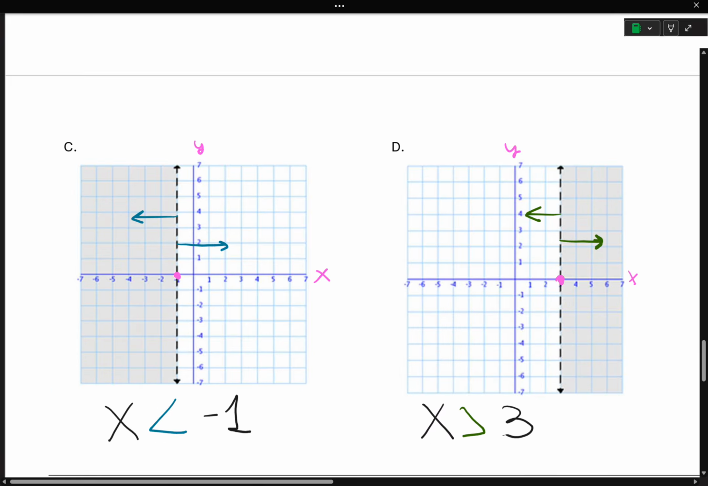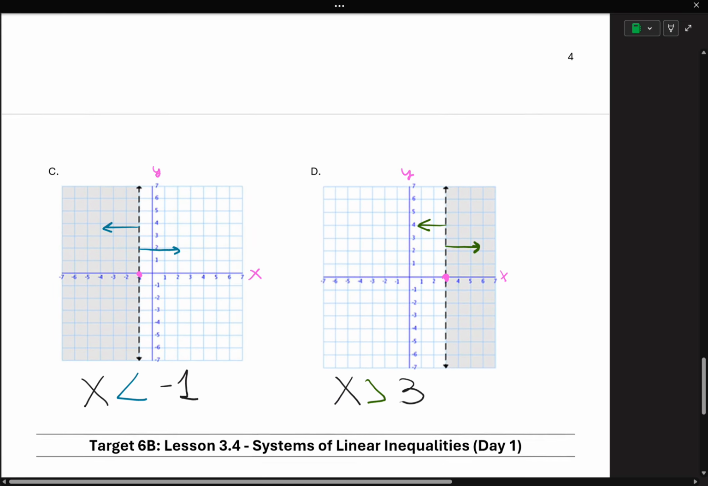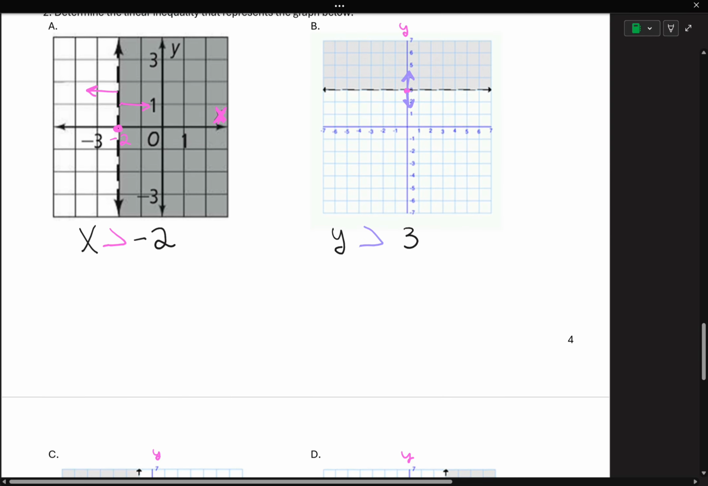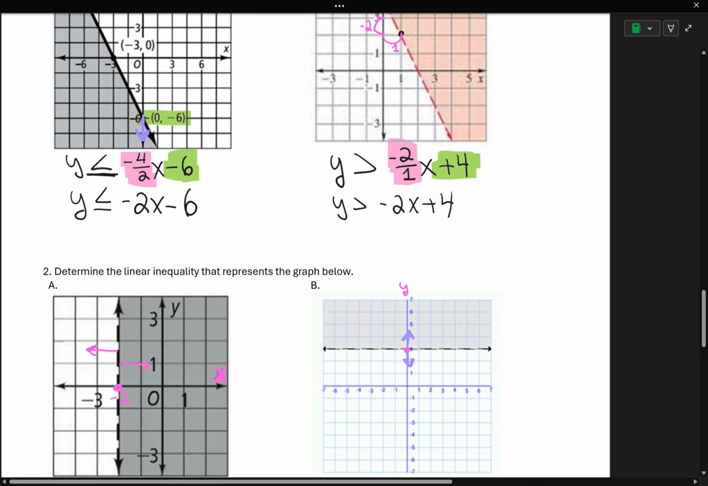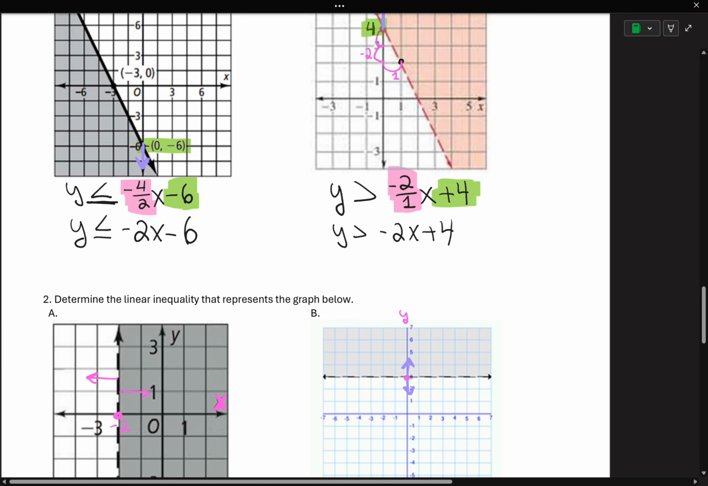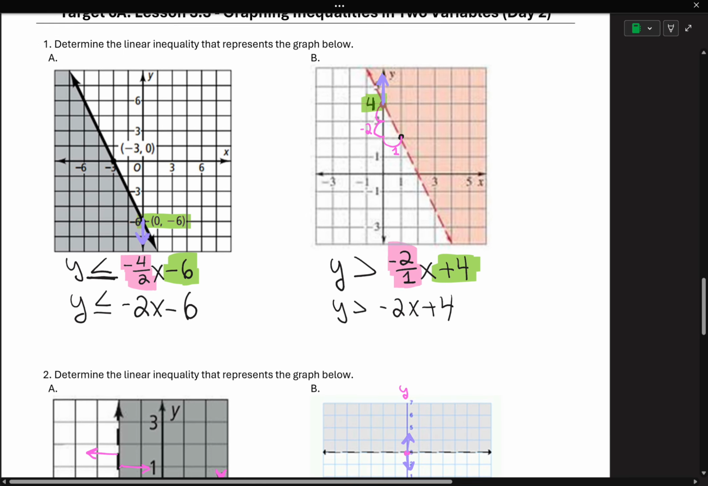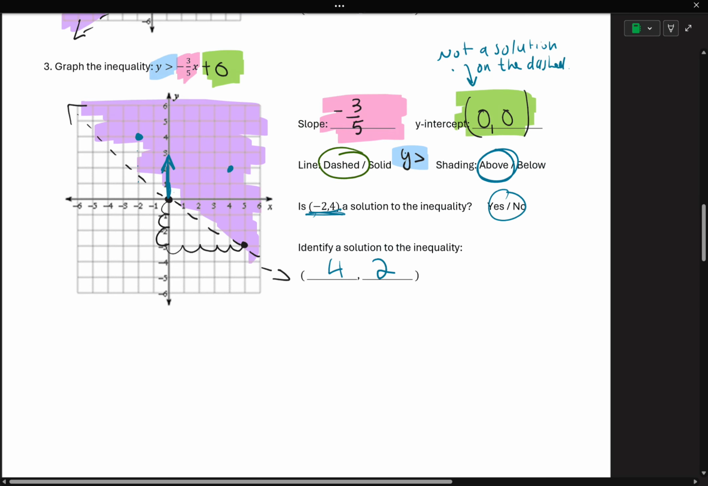Okay, so that's both directions of graphing linear inequalities in two variables and writing the inequalities to the graphs of linear inequalities in two variables.